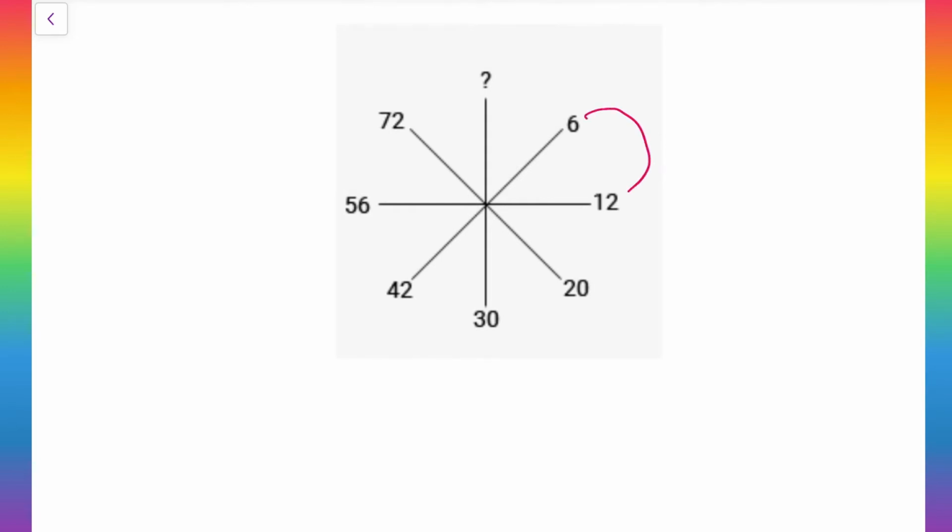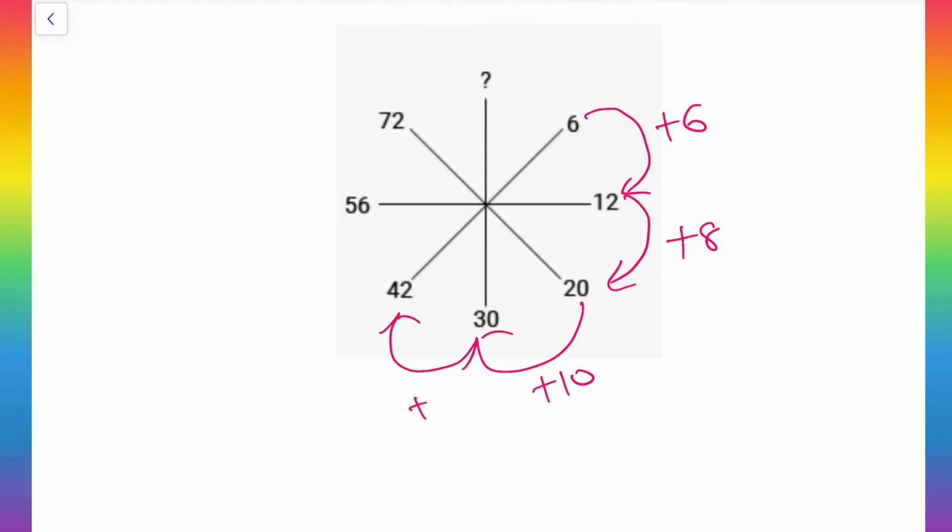Okay, first for 6, if we add 6, we will get 12. For 12, if we add 8, we get 20. For 20, if we add 10, we will get 30. For 30, if we add 12, we will get 42. For 42, if we add 14, we will get 56. And for 56, if we add 16, we will get 72.